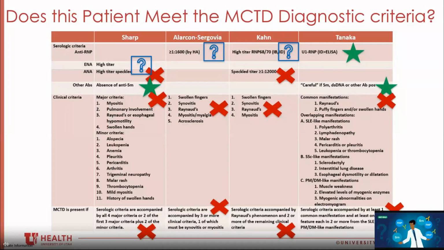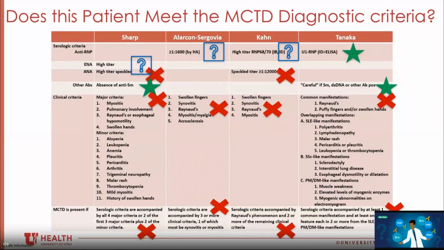The patient is also negative for Smith antibodies, negative for double-stranded DNA antibodies, and other antibodies associated with connective tissue disease. She's also negative for ANA by IFA. In addition, she did not meet the clinical criteria for mixed connective tissue disease.